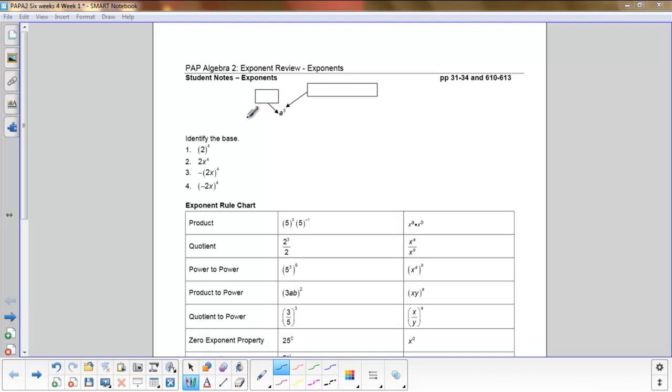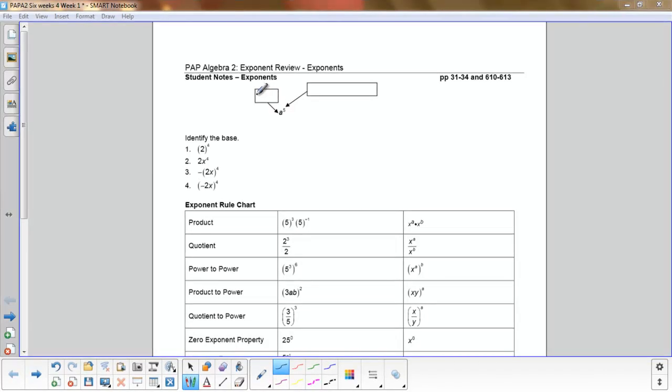Alright, welcome to your Exponents review. We'll begin by talking about the parts of numbers that contain exponents. The two parts will be called your base and your exponent. Real quick, we'll identify the bases of each of these numbers.